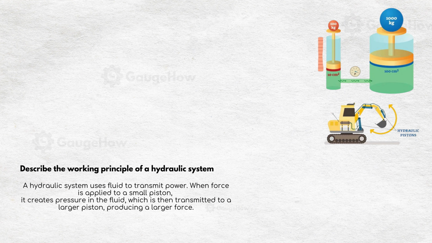Here is the next question: describe the working principle of a hydraulic system. A hydraulic system uses fluid to transmit power. When a force is applied to a small piston, it creates pressure in the fluid, which is then transmitted to a large piston, producing a larger force, as you can see in the diagram also.